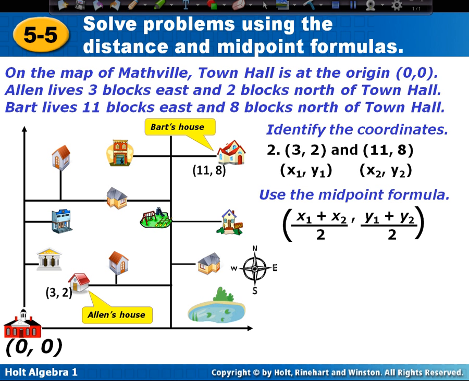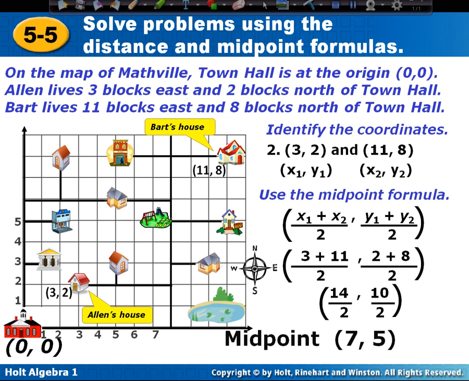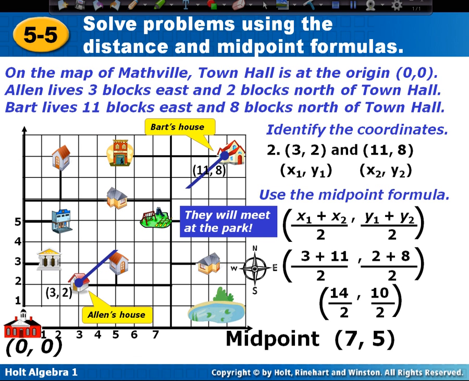So after I have my points labeled, I'm going to plug them into my formula, and I should get 3 plus 11 over 2 and 2 plus 8 over 2. I'm going to add the top part and say that 11 plus 3 is 14 over 2 and 2 plus 8 is 10 over 2. And then I'm going to divide, and I get 7 and 5.